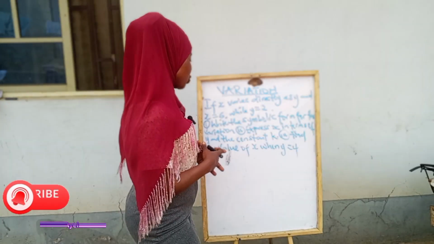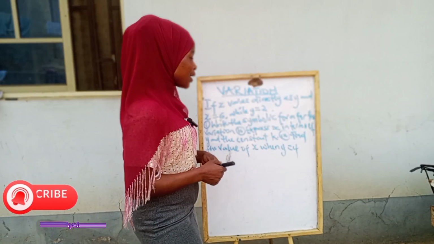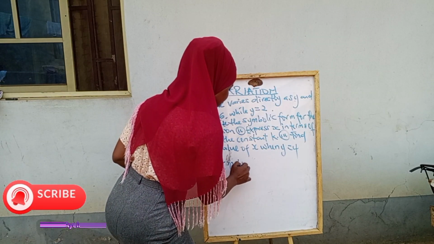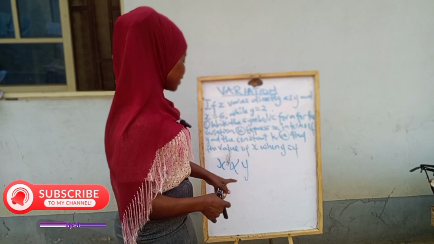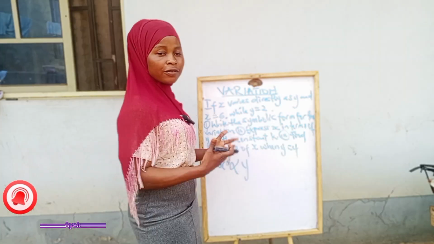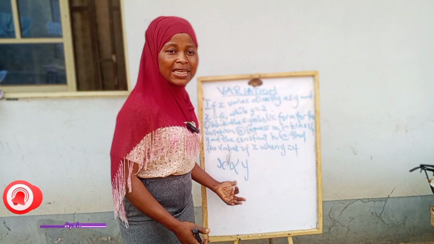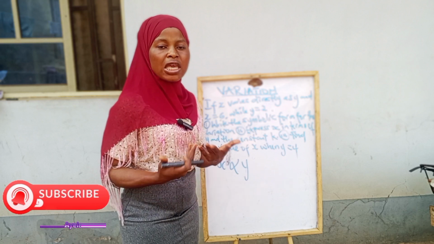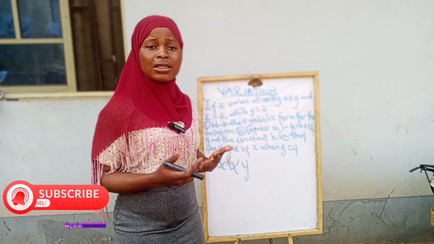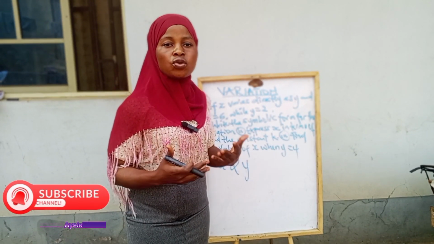The first thing that we are going to do here is to write the symbolic form for the variation, and it goes thus: x varies as y. This is the symbolic representation of variation. The next thing is to introduce our constant k by changing this variation sign to an equality sign. And why are we introducing our constant k? We are introducing our constant k to show the constant of proportionality between the two variables.